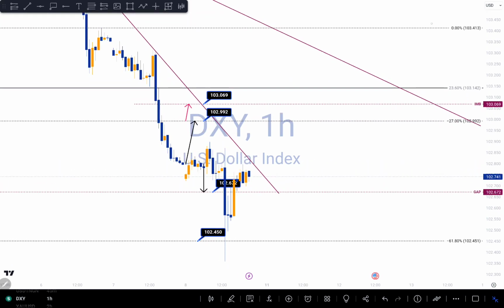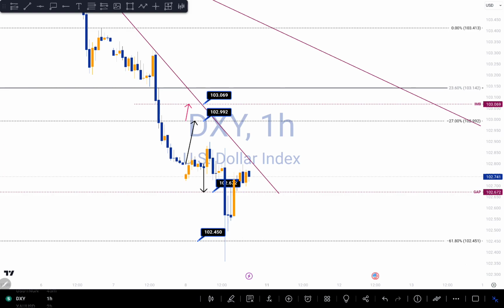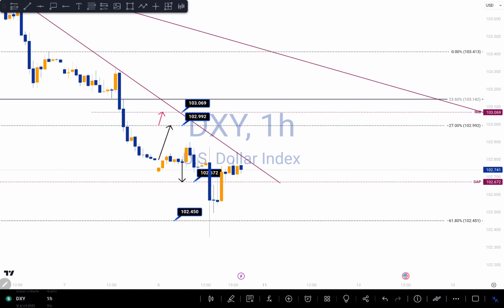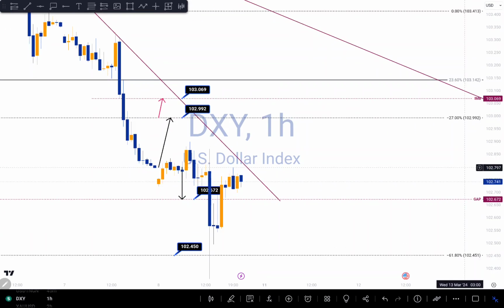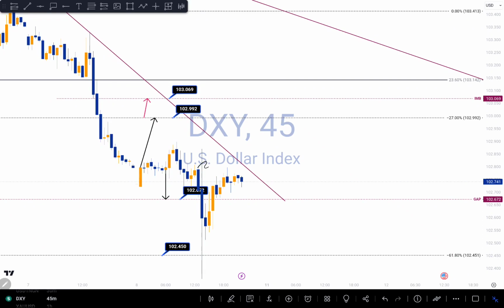And we can see that we hit my first TP right here, and we also hit my second TP right here, which is my overall TP that I was talking about if you watched my previous analysis, which is my negative 61.8 fib level, 102.450. So that was our initial thought on the DXY.